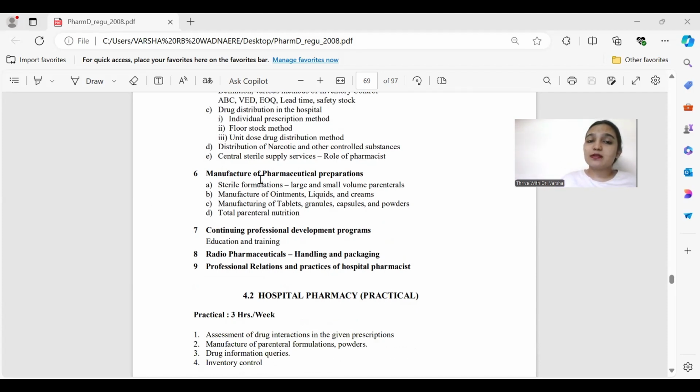Then the sixth chapter is manufacture of pharmaceutical preparations, sterile formulations. There are certain formulations you have to prepare on the spot just before administering to the patient. So during that time you will have to prepare all these preparations. That's why you will have to learn how to manufacture sterile formulations, ointments, liquids and creams, manufacture of tablets, granules, capsules and powders, total parenteral nutrition.